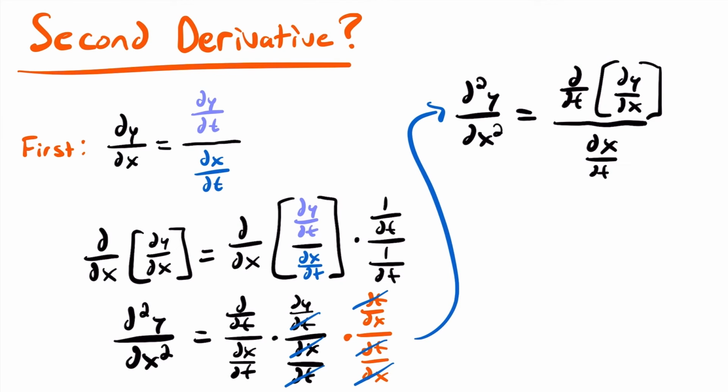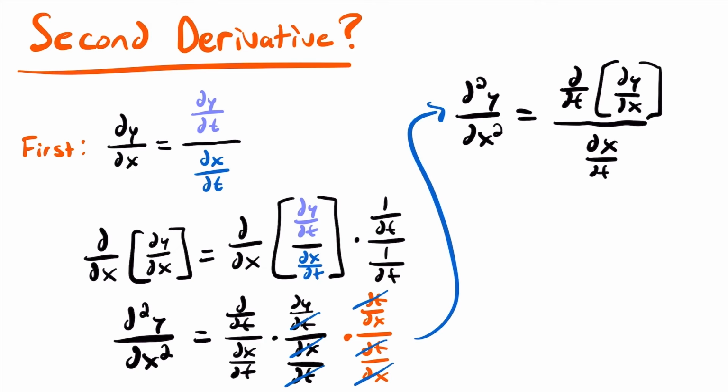All right, and then if we wanted to find more higher order derivatives, like the third derivative or the fourth derivative and so on, all you would have to do is replace what you're taking the derivative of with respect to t in that numerator with the previous derivative. So the third derivative would be equal to d/dt of the second derivative, divided by dx/dt. And then the fourth derivative would be the derivative with respect to t of the third derivative, divided by dx/dt. And so you can kind of see the pattern here.